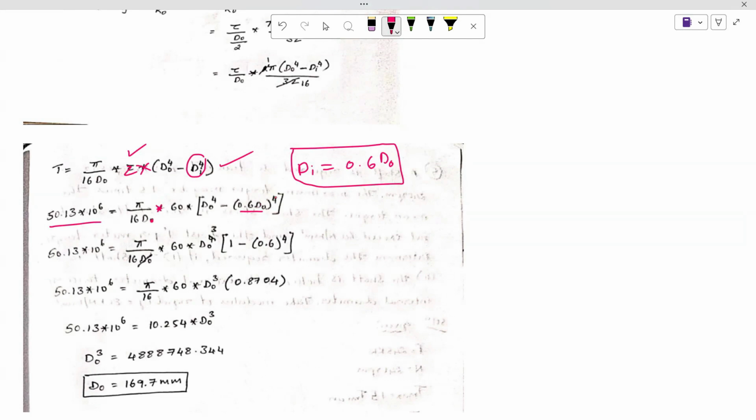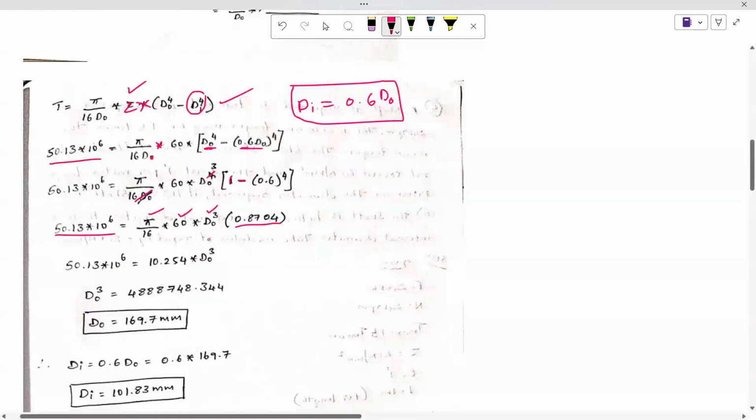0.6 times the d naught to the power of 4. From this, I'm taking d naught to the power of 4 common. If you take it out, it will be 1 minus 0.6 to the power of 4. Here the one d naught will get cancelled. The remaining equation will be pi by 16, 60 into d naught cube, and 1 minus 0.6 to the power of 4, that value will be 0.8704. And in the left hand side, it remains as it is, 50.13 into 10 to the power of 6. Now, just do the cross multiplication.